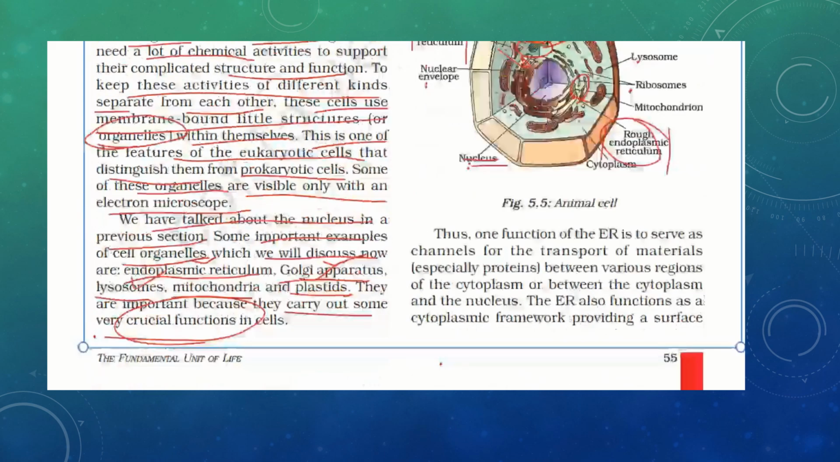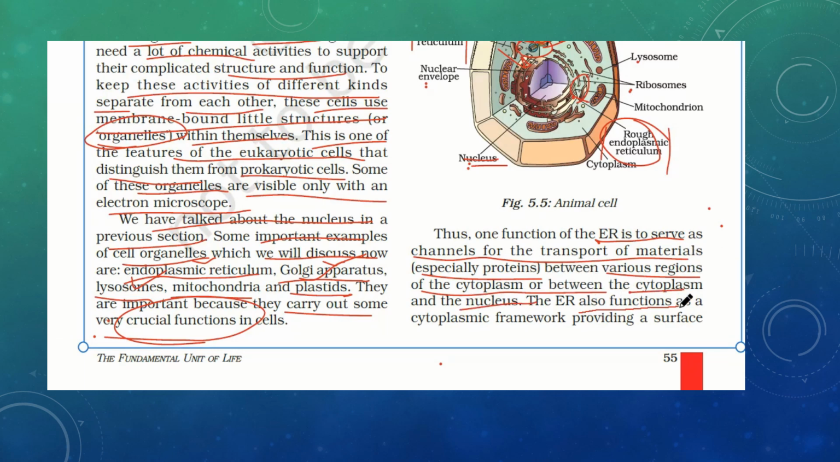Now, thus, one important function of endoplasmic reticulum is to serve as channels for the transport of materials, especially proteins, in various regions of the cytoplasm or between the cytoplasm and the nucleus. So one of the major functions is that it is mainly transporting the proteins in the form of channels. Through the channels it is transporting the proteins between the cytoplasm and the nucleus.